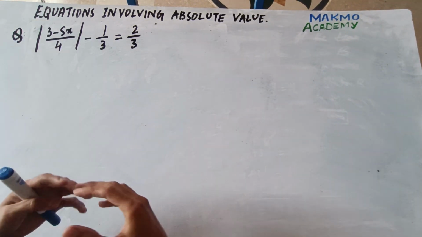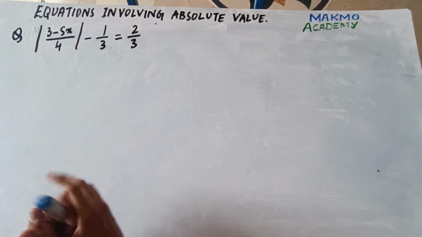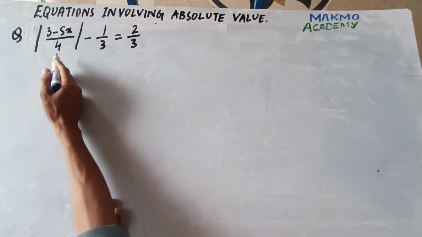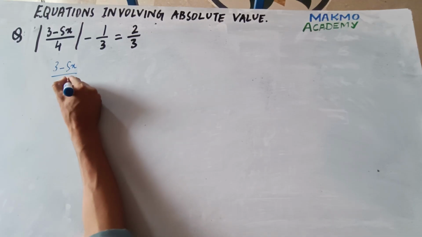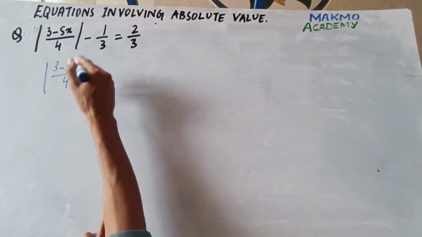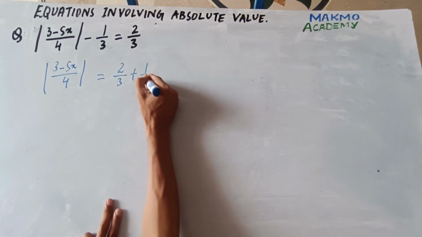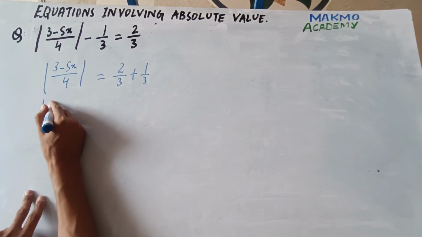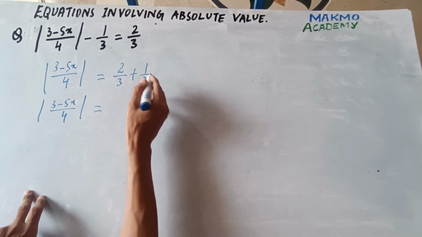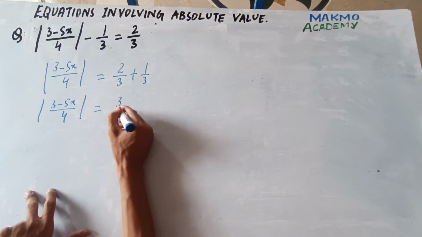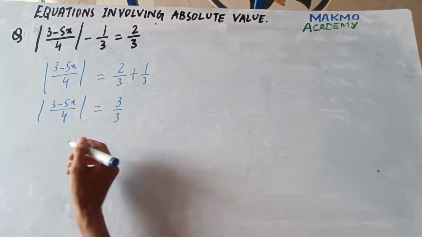Alright, let's take one more and the last example for this particular topic. Now we have fractions, so let's try this one as well. First of all, isolate this particular absolute symbol. Minus 1 upon 3 will go there and will be added with 2 upon 3. So you will get finally 3 minus 5x upon 4 is equal to 2 plus 1, 3 upon 3. As you can see, the denominators are same, so directly you can solve the numerators and you will get 1.